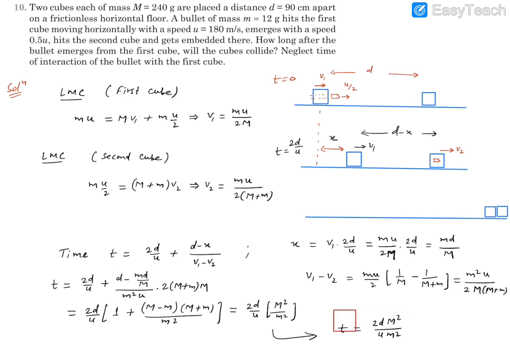Now what we need to do is very simple. We need to put the values that are given to us, and we'll find all the values are known to us. Do we know d? Yes, d is given, small m is given, capital M is given, u is given. So you can put the values, you will get your desired answer. So this is the expression for the answer.